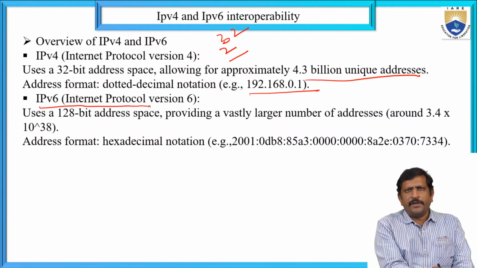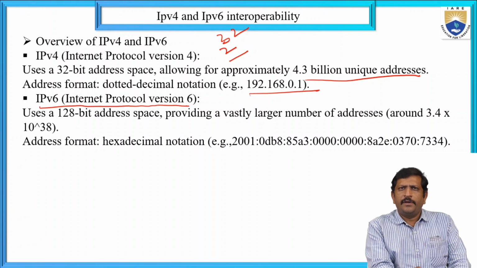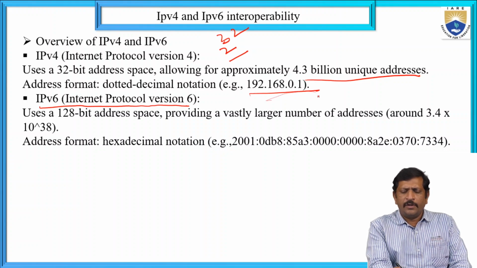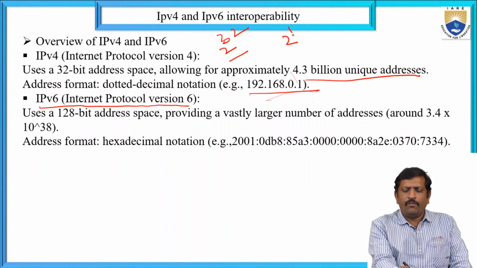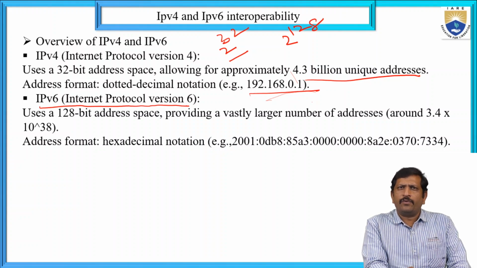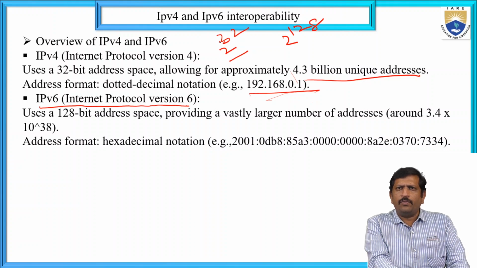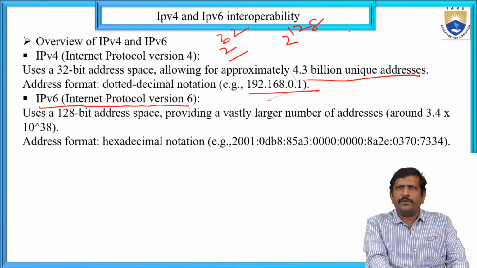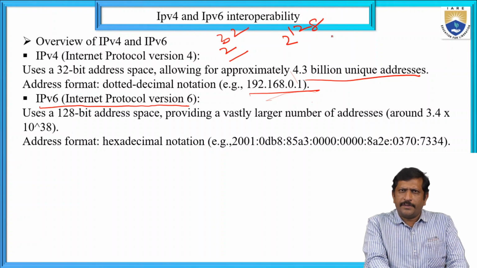If you take IPv6, it is Internet Protocol version 6. In this Internet Protocol version 6, in total we are utilizing 2 to the power of 128 IP addresses. In IPv4, we are using 2 to the power of 32 IP addresses, and in IPv6, we are using 2 to the power of 128 IP addresses.